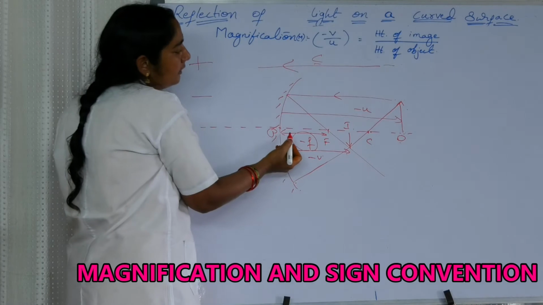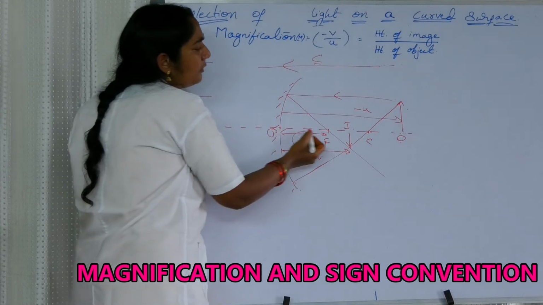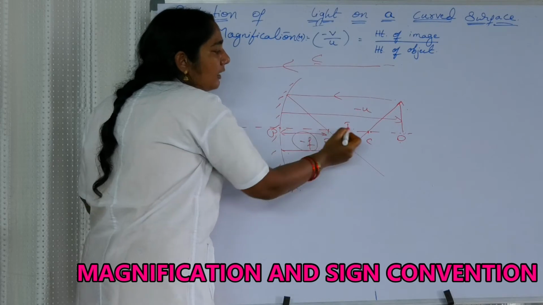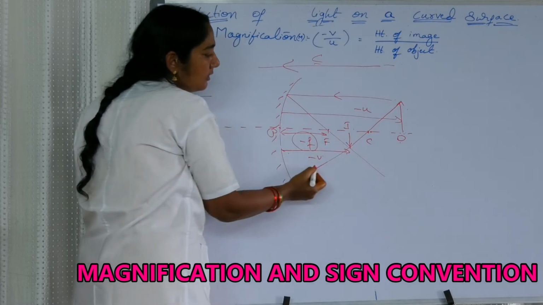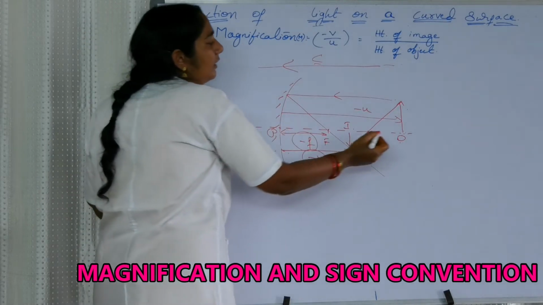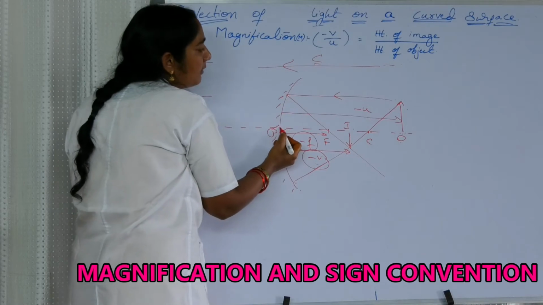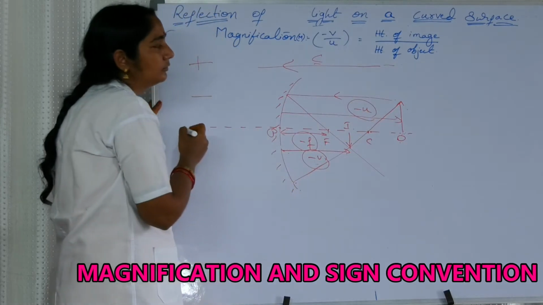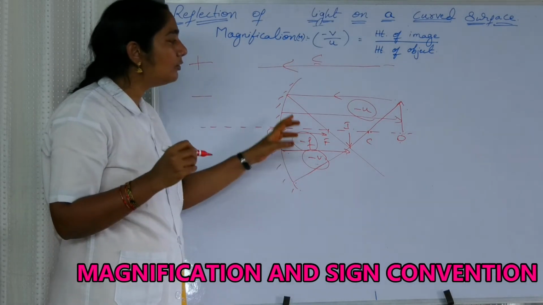Now when you are finding the image distance, you are measuring from P to I. When you are moving from P to I, your pen is moving against the direction of the light. Light is moving in this direction, your pen is moving in that direction. So again this value is minus V. The same way for the object distance also. The light is going in this direction, you are measuring from P to A. So again the object distance is taken as minus U. In this particular case, you might have understood where and how to take negative.